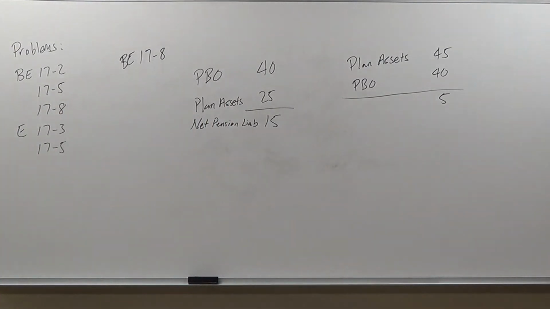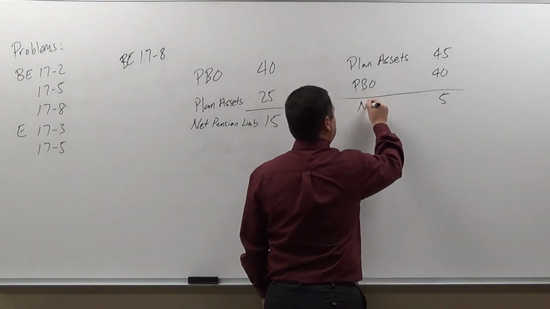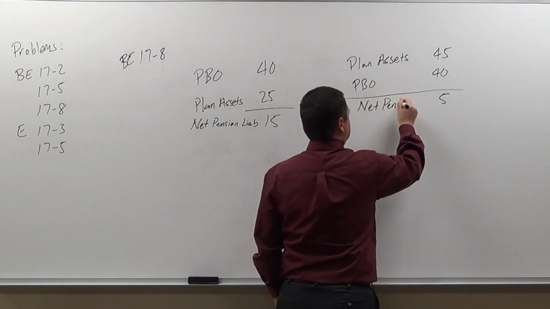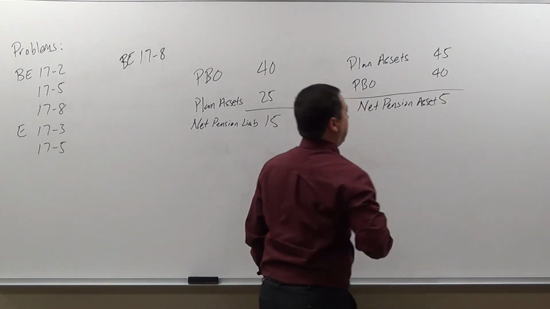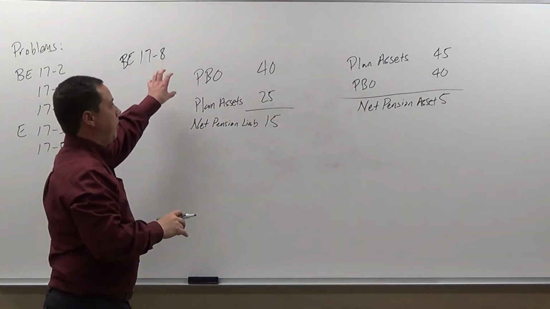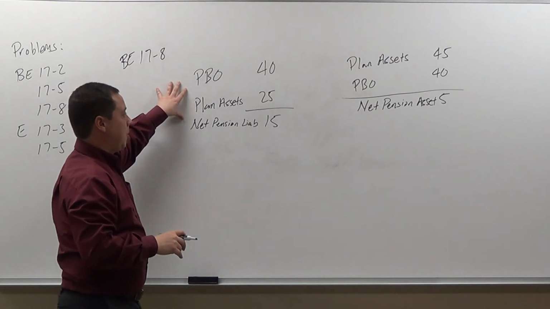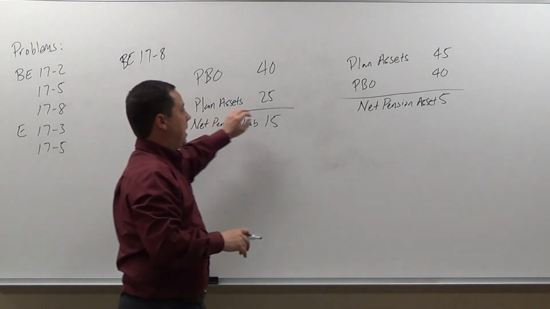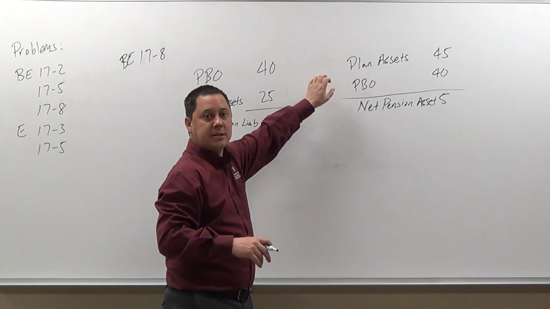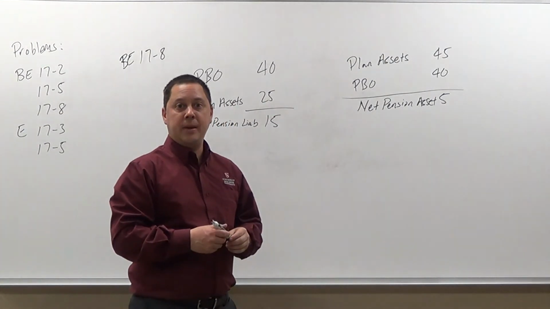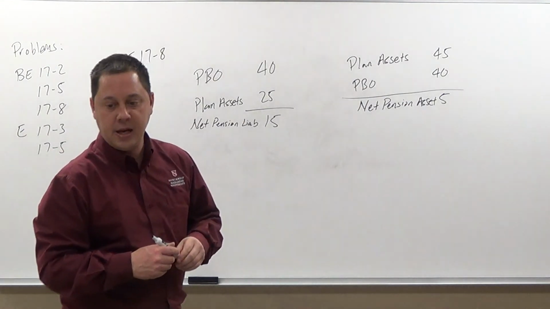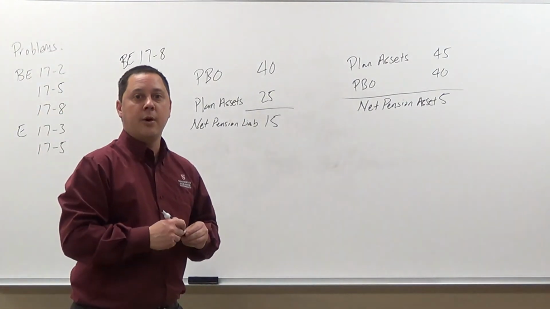And so then I would have a net pension asset as a part of that. I have a net pension asset, and that's an asset there of 5. So in the first part of the problem, this is what we would have because we have less plan assets. In the second part of the problem, I have more plan assets, so then I have an asset. So that is BE 17-8, and that is on page 1052. Let me know if you have any questions.